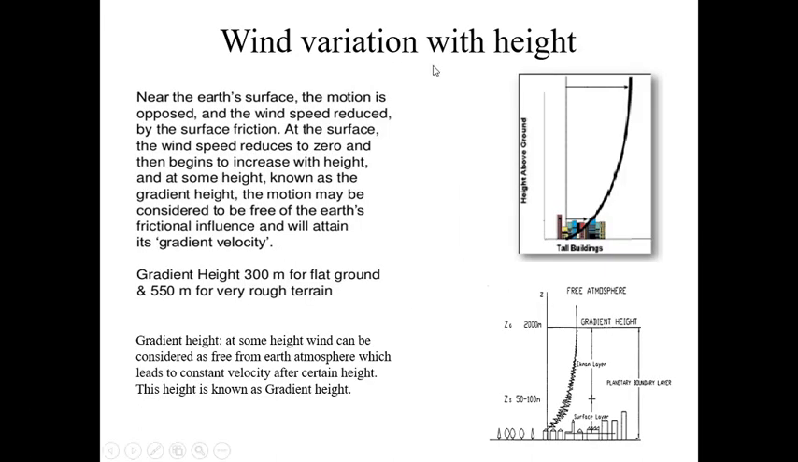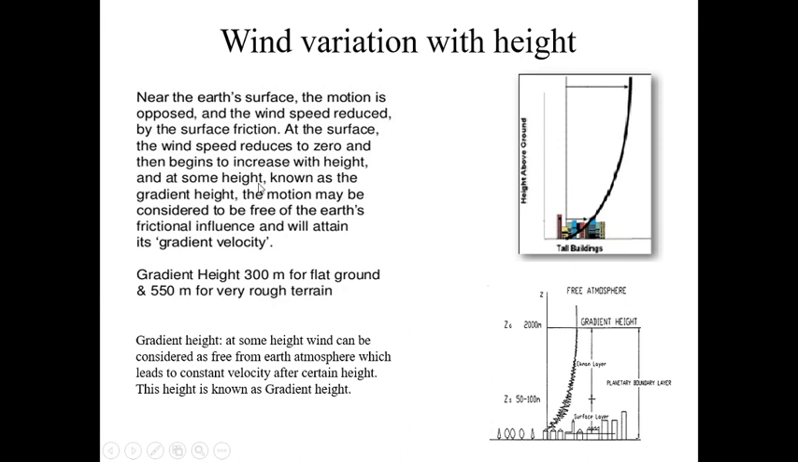Next is the wind variation with the height. So now we know the tall buildings, they have a greater height, or we say that a high rise building is the one wherein the height is more than 50 meters. So for such buildings, the effect of the wind is higher at the greater height. That is, if we see at the surface, or we can say at the low rise building, the effect of the wind is almost negligible.